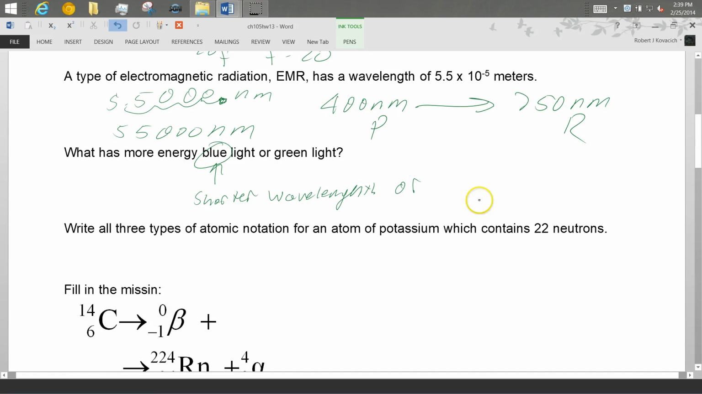So you could say it has a shorter wavelength or closer to UV.